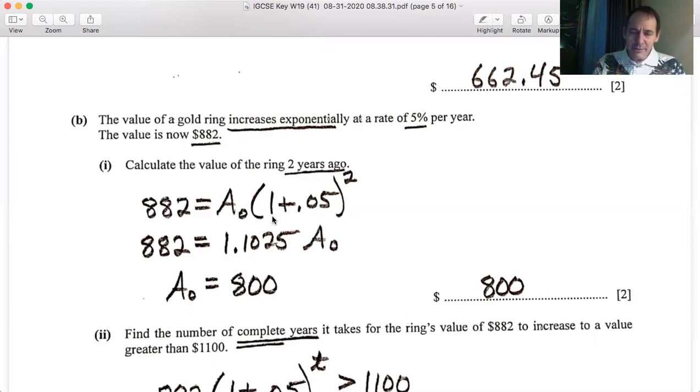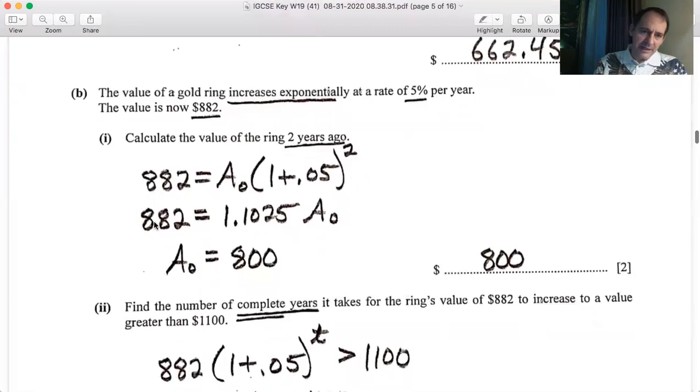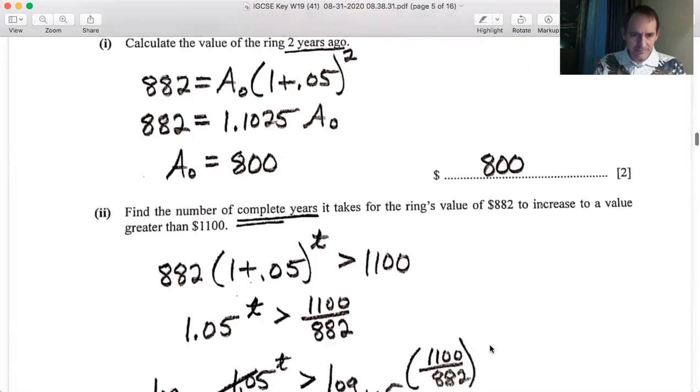And so 1 represents the 100% amount at that time, plus it increased at 5%. So the increase would be plus 0.05, for 2 years. When you calculate this part right here in the parentheses and exponent, you get 1.1025 times the original amount. Just divide that into your 882, and you find out that the original amount was $800.